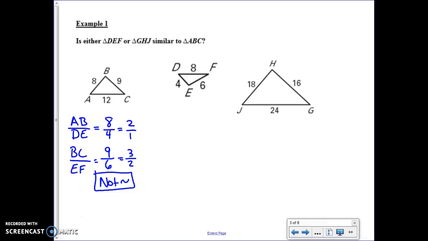Now, if you're not sure, if maybe you didn't do the math right, you may want to go ahead and check that third side just to see, and then find your oddball one and check it again to make sure you actually did it right.